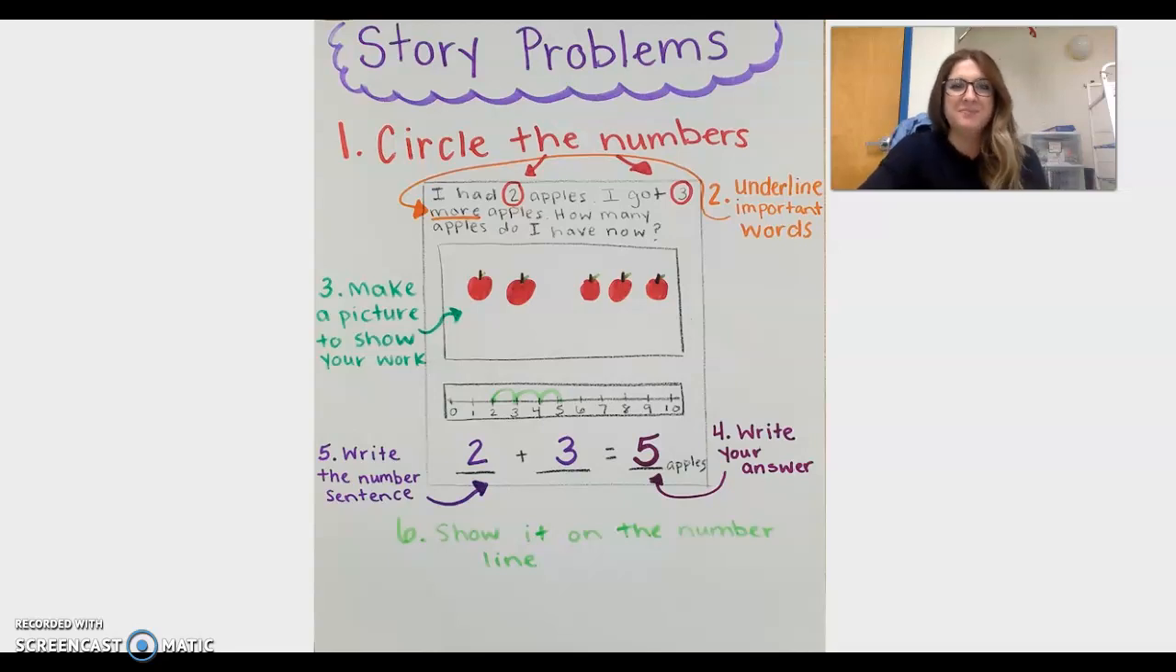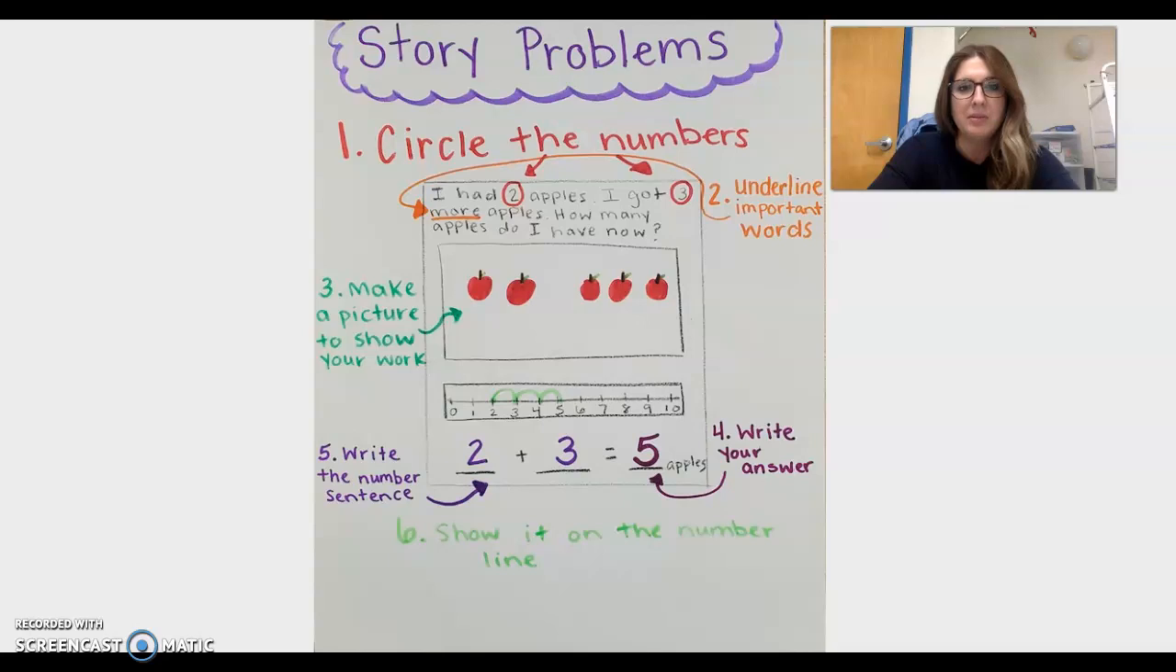All right, boys and girls, let's learn about story problems. Story problems are something that we do in math, and it just tells a little story with some numbers. It tells us whether we have to add or subtract or how to solve the problem. Okay, so I have an example here.